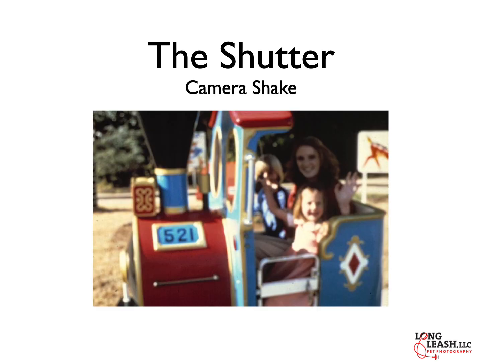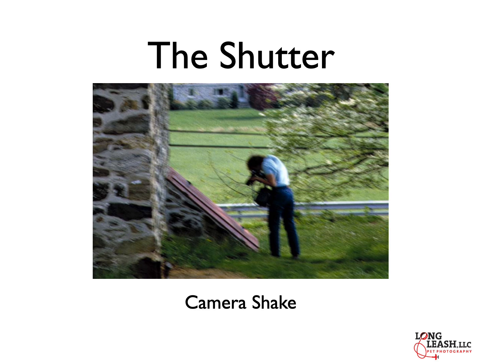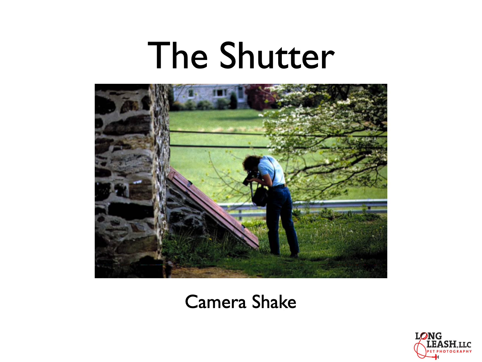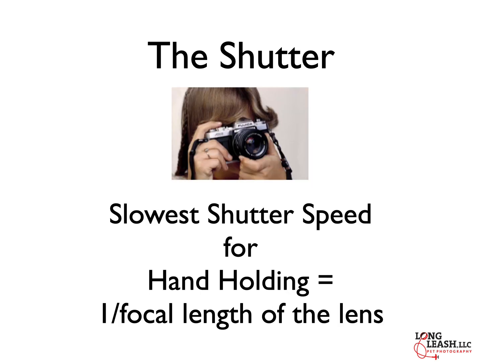A slow shutter speed not only shows you motion, it shows you camera shake. So if you can't hold your camera steady, especially with a long lens, you'll get this effect. By going to a faster shutter speed, I can still hand hold the camera and get a sharper photograph.